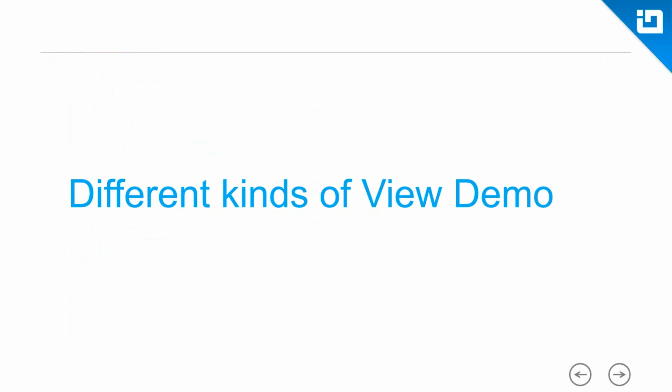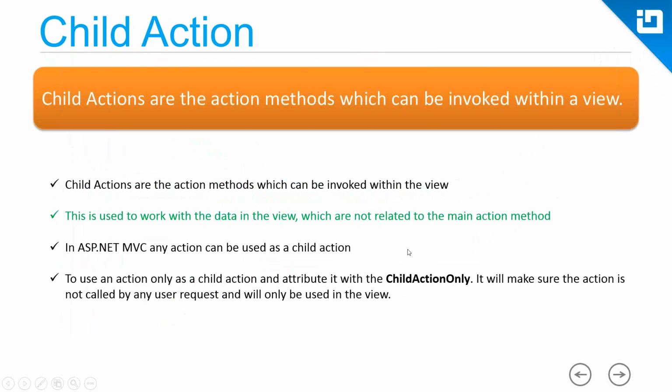Great, so we just covered different kinds of views also. Now let us see how child action works. It is very important. So we have seen the action, right? What does an action do? It can return a string, it can return JSON, it can redirect to another action, or it can return a view. We have a provision of child action also in MVC.